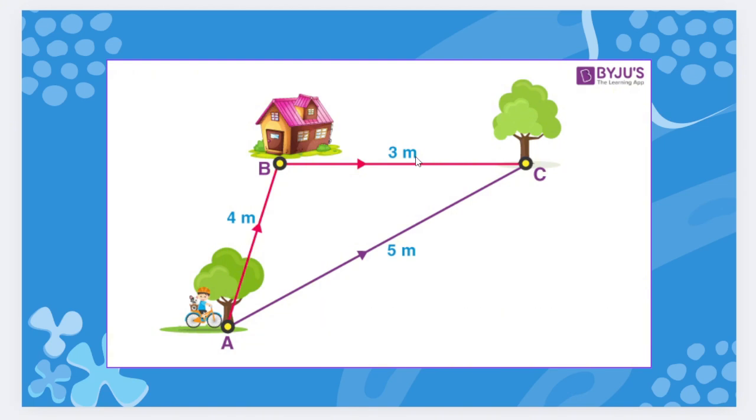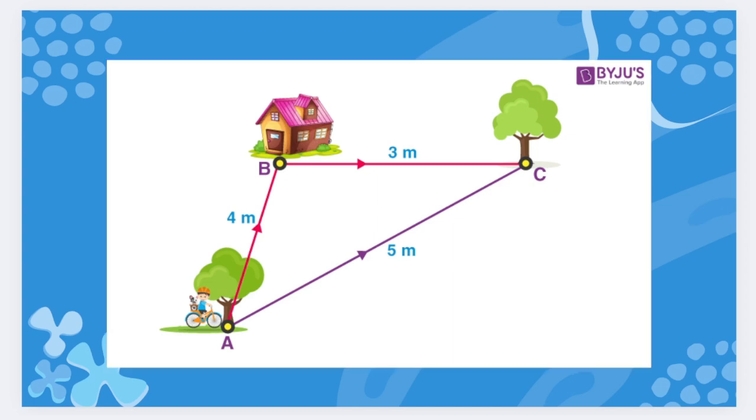However, if we are after the displacement of the boy, then we only get the shortest distance or the single line distance from points A to C. A is the initial point or the initial position, while C is the final position. So according to our drawing, that is equivalent to a length of 5 meters. So therefore, the displacement here is 5 meters.